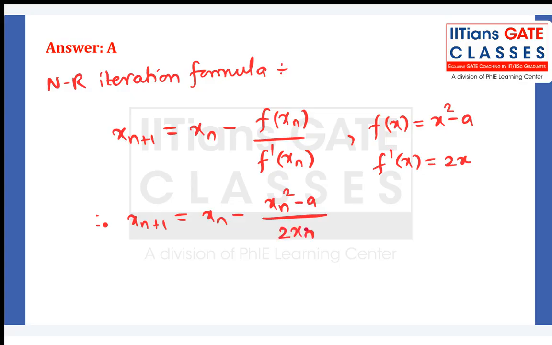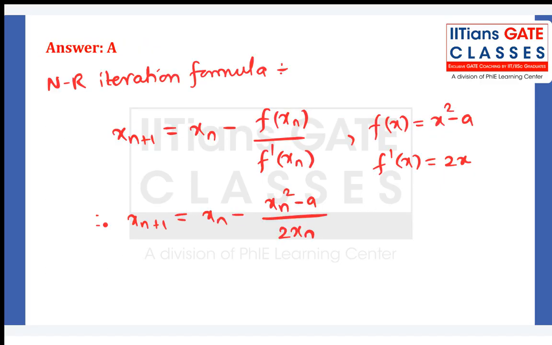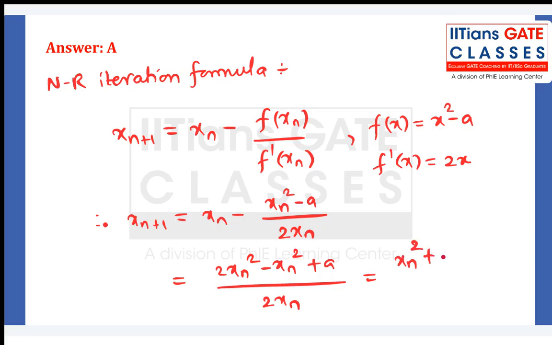Okay, but in your options they are taking the constant out, so we'll do that only. So let's simplify further. If you multiply, this will be 2xn square minus xn square plus a, divided by 2xn. Okay. So in the numerator, the xn square term gets cancelled. So basically you have (xn square plus a) divided by 2xn.